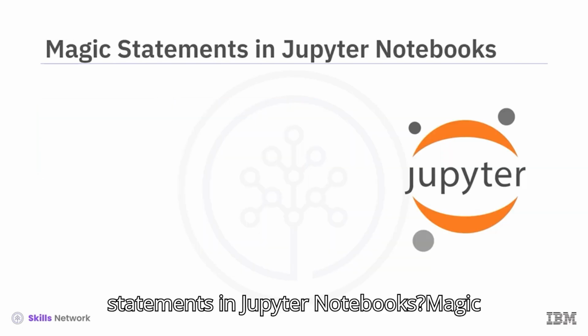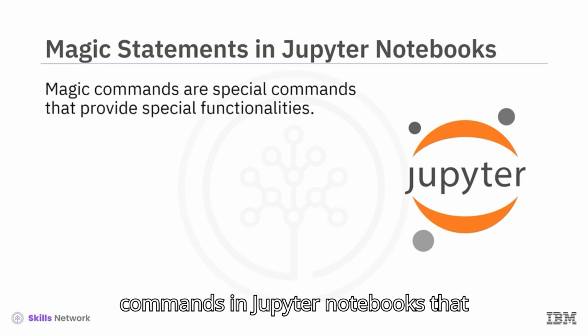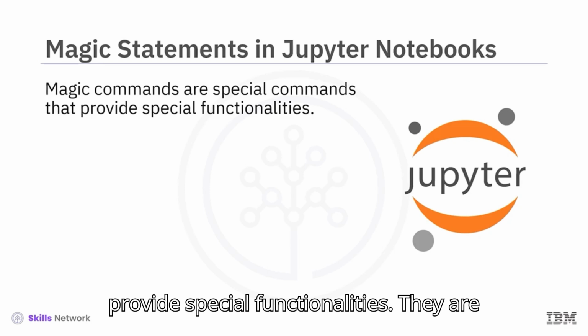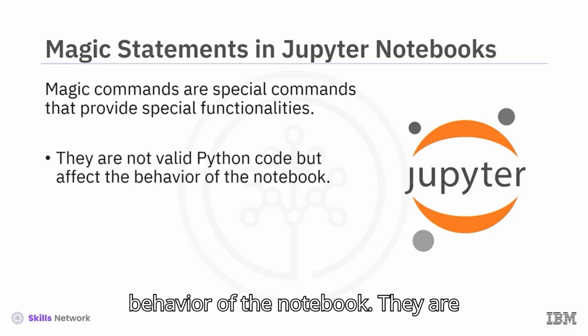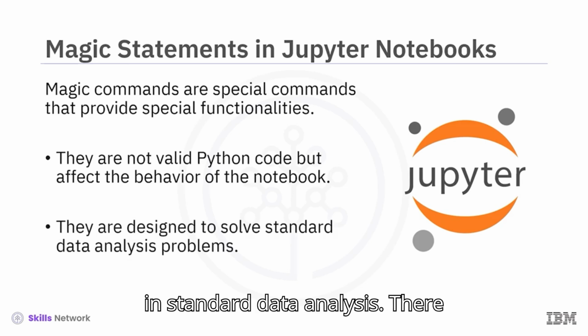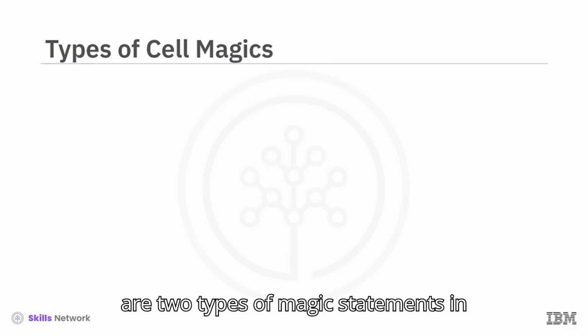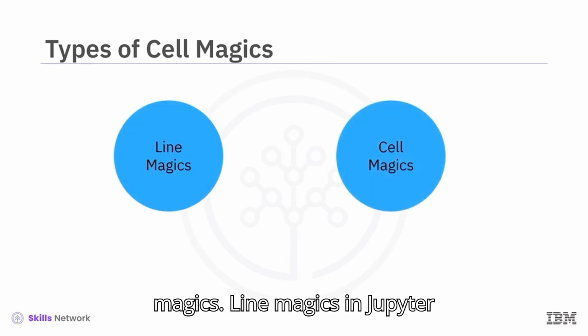So what are magic statements in Jupyter Notebooks? Magic commands or magic functions are special commands in Jupyter Notebooks that provide special functionalities. They are not valid Python code, but affect the behavior of the notebook. They are designed to solve various common problems in standard data analysis. There are two types of magic statements in Jupyter Notebooks, line magics and cell magics.